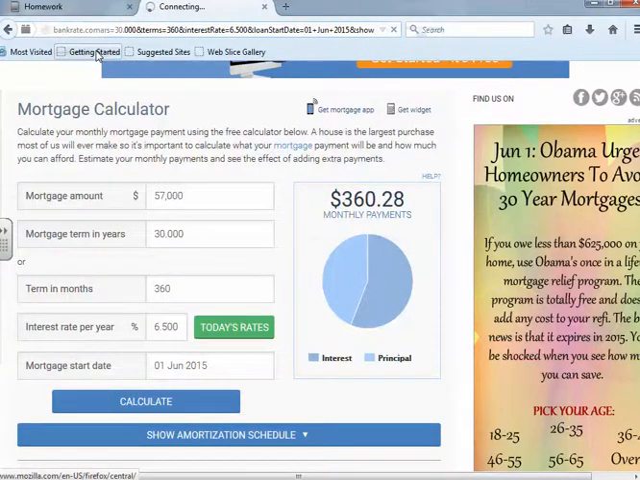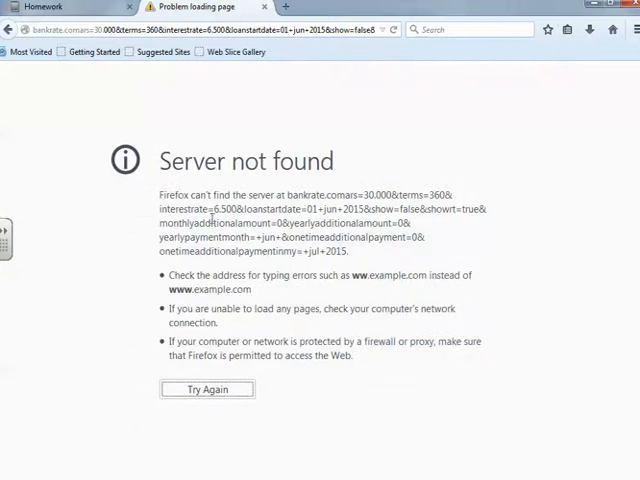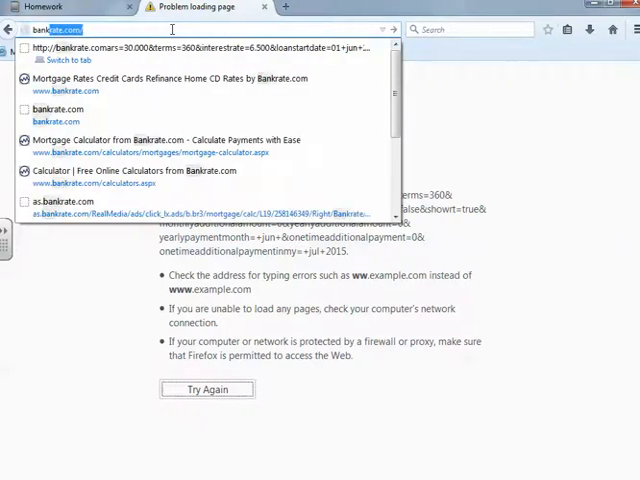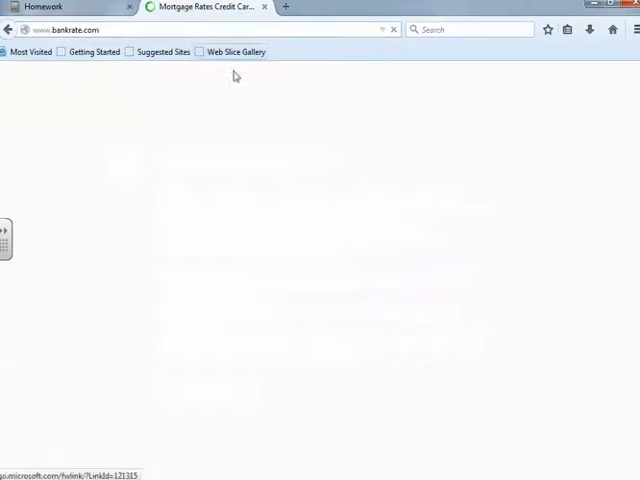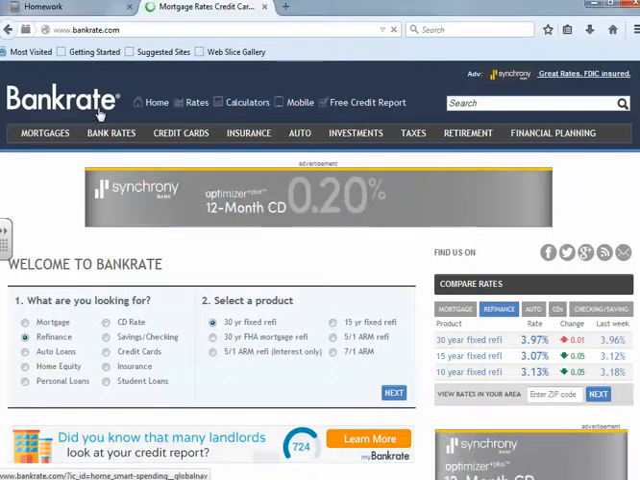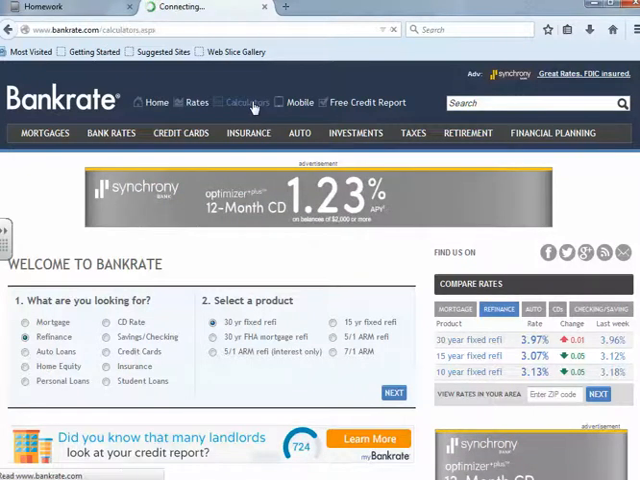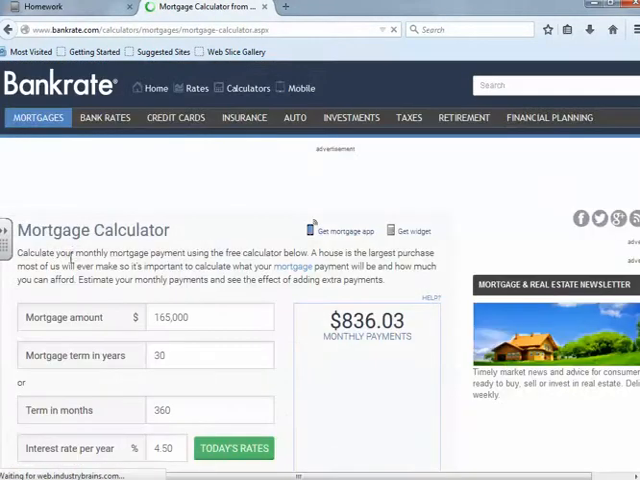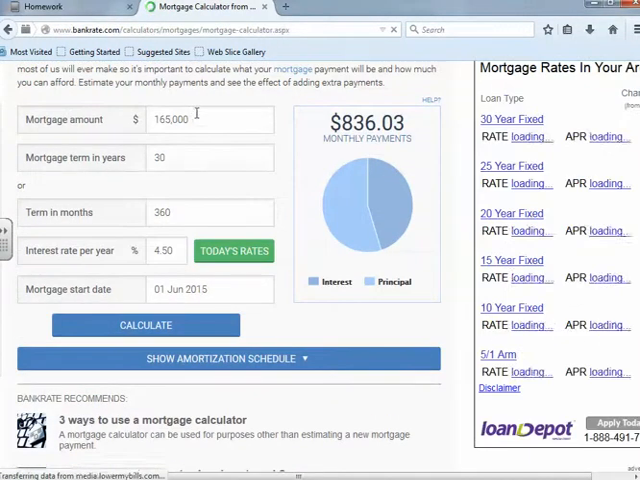bankrate.com. Okay, once it opens, let's try that again. Okay, and then just go across the top and you see Bankrate, Home, Rates, Calculators. Click on Calculators. Scroll down a bit to a mortgage calculator, and the first one there, click on the mortgage calculator to the left.